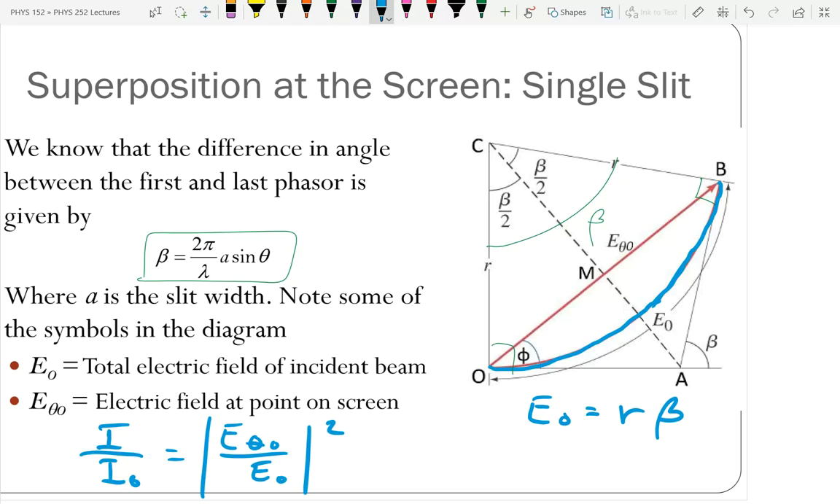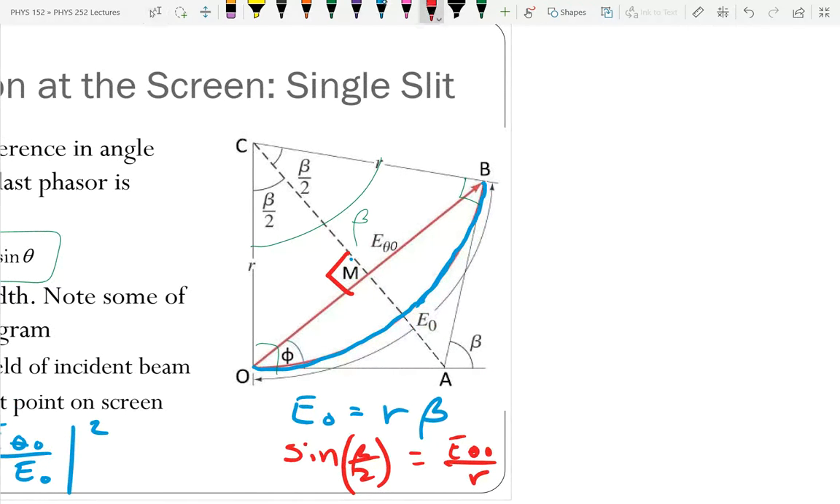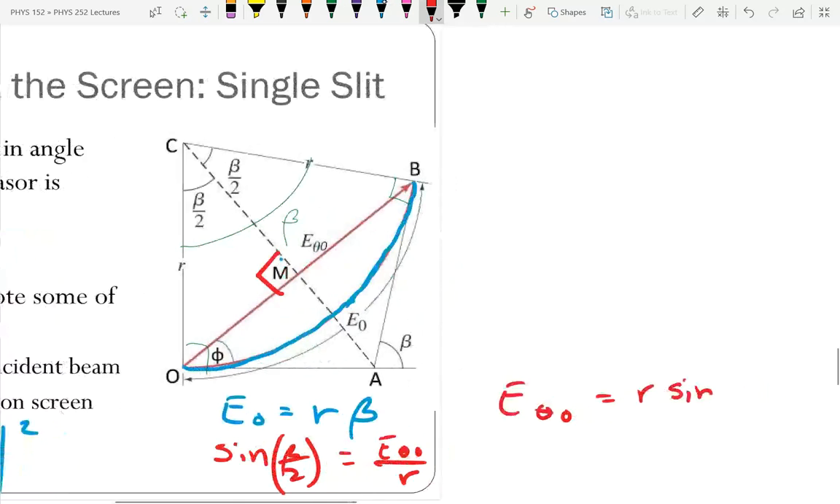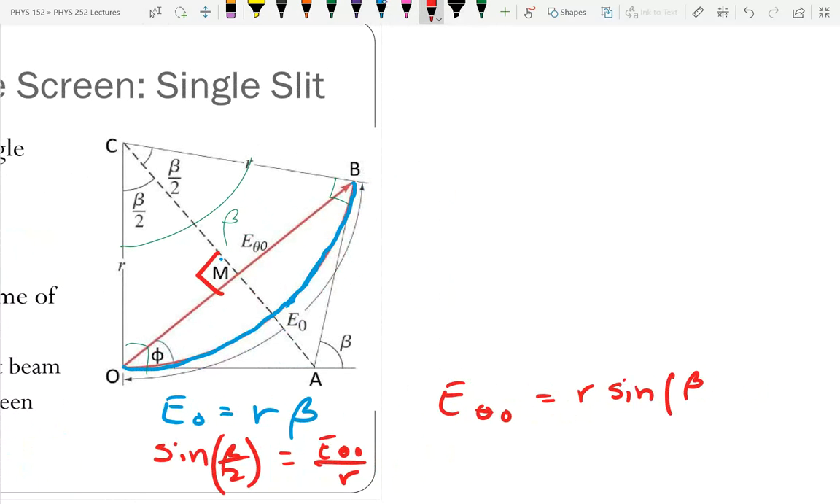The other part's not quite as simple, but it's not hard. I have a right triangle here. It has a hypotenuse of r and an opposite side that's half of E theta 0. So I can say that sine of beta over 2 is equal to E theta 0 over r. That wasn't very hard either, which means that E theta 0 is equal to r sine of beta over 2.